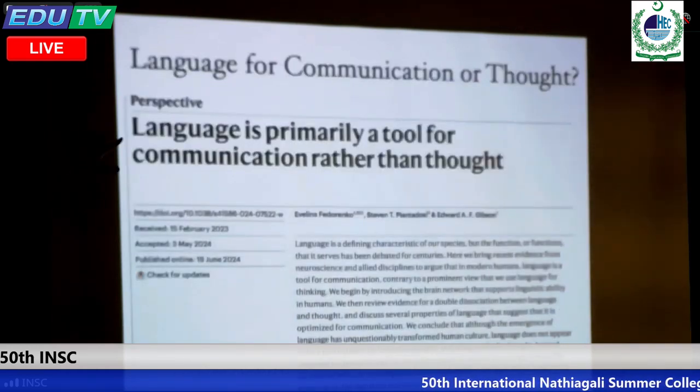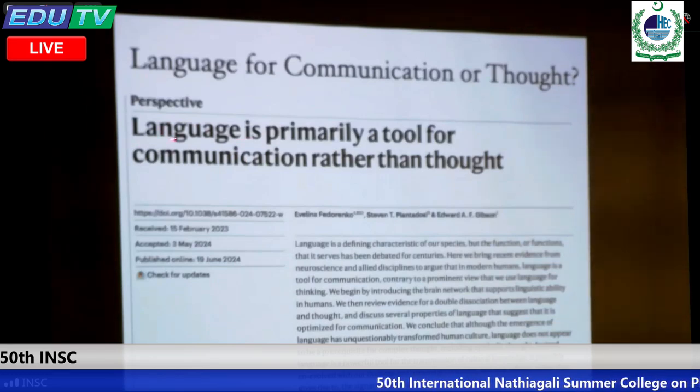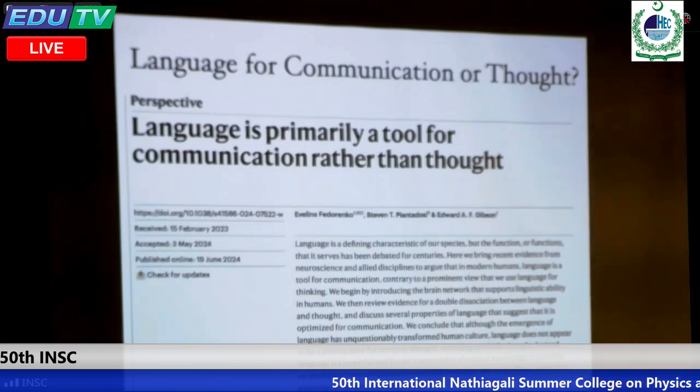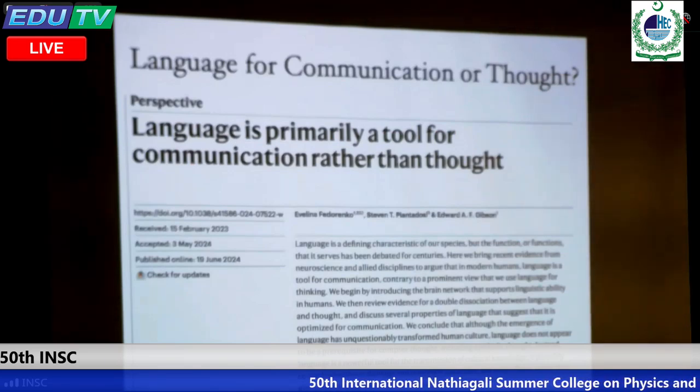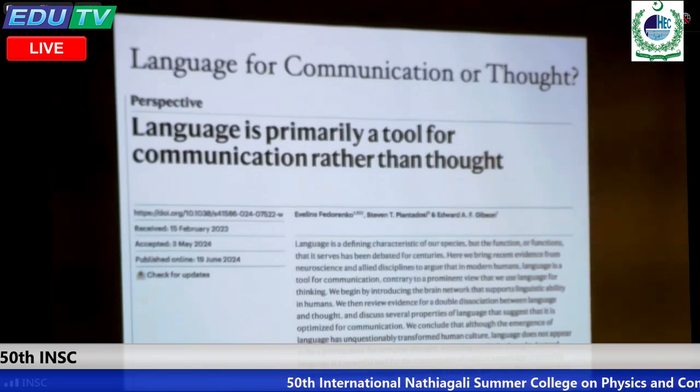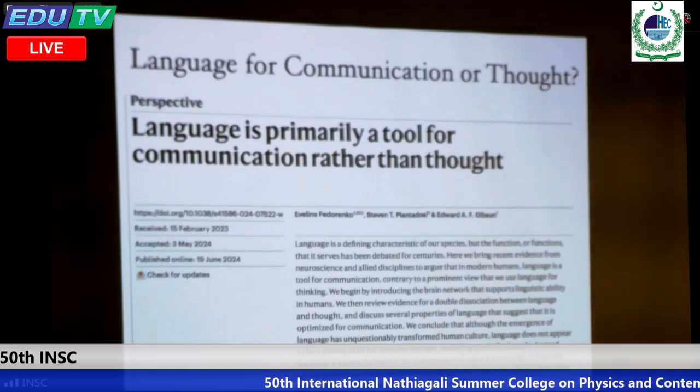Now let's go further. By the way, I would like to share one paper with you. The language of the paper is very nice: Language is primarily a tool for communication rather than thought. In this paper, they said the language module can be separated from the module for thought or reasoning.